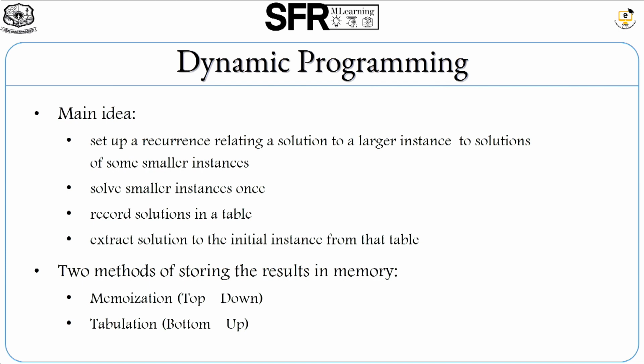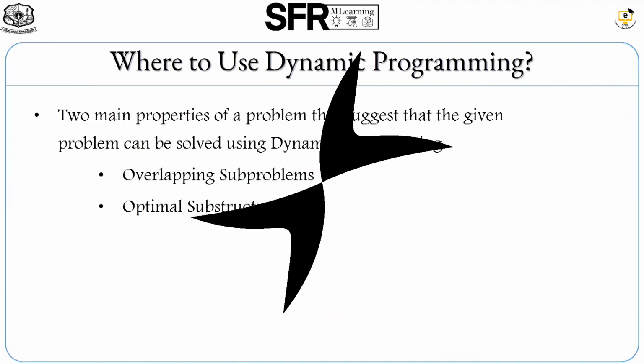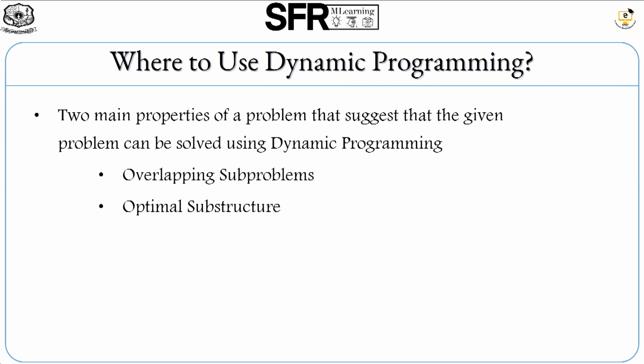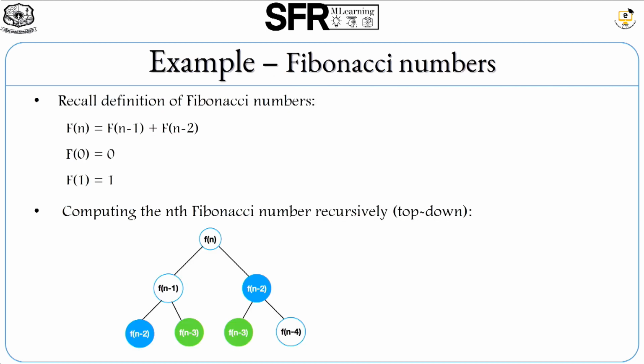There are two methods of storing the results in memory. One is memoization, another one is tabulation. Memoization is a top-down approach and tabulation is a bottom-up approach. So, where do we have to use dynamic programming? Dynamic programming is mainly used for particular problems. If your problem has two major properties, overlapping subproblems and optimal substructure, then we can solve that problem using dynamic programming.